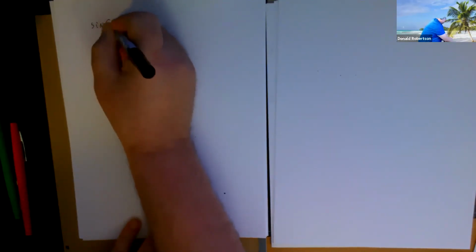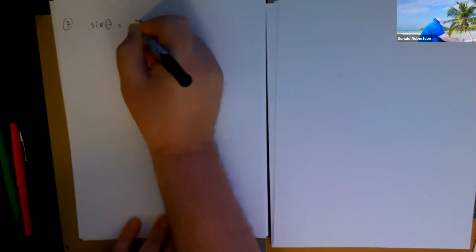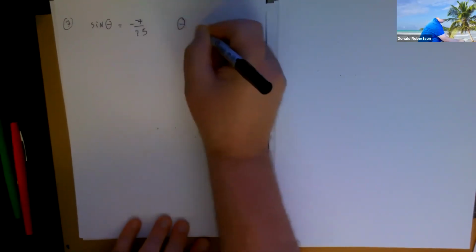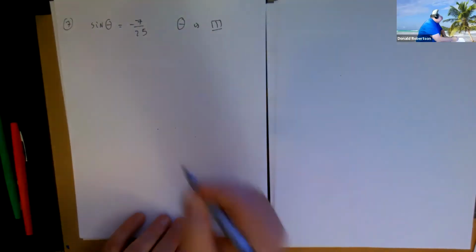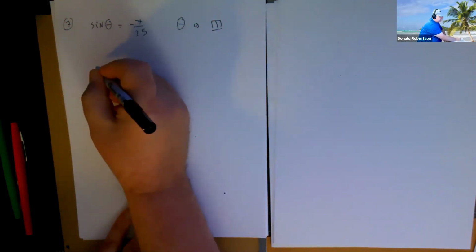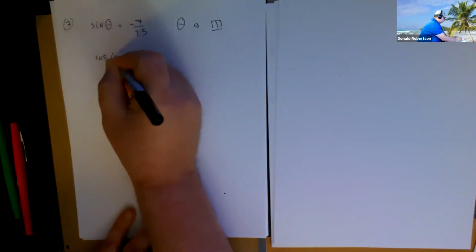Let's jump to question 5 that you can't see. So I'm just going to tell you what it is. Suppose I give you some information about 2 angles. Suppose I tell you that the sine of theta, so this is question 7, is equal to -7/25, and I tell you theta is in quadrant 3. And I'm being asked to find the exact value of, let's say, the cosine of 2 theta.